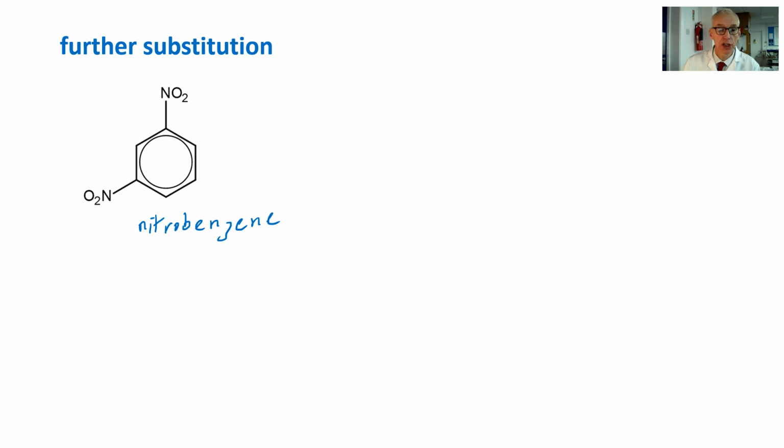But there's 2 nitro groups, so it's going to be dinitrobenzene, and we need to position them. So we're going to call this carbon number 1, this carbon number 2, this carbon number 3. So it's 1,3-dinitrobenzene.